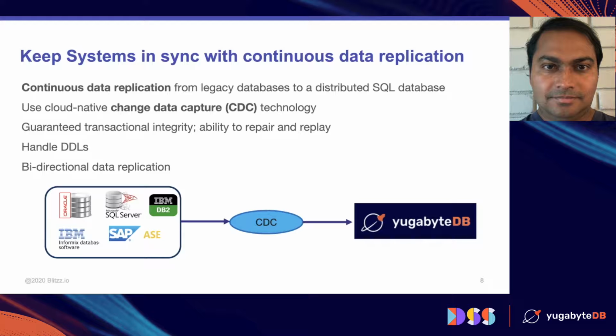And of course, being an enterprise solution, there should be an ability to repair and replay transactions. Things go wrong during replication, so you should be able to repair and replay. Most importantly, you should be able to handle DDLs to the best possible extent. DDLs are complex to handle. However, any good data replication solution should be able to handle DDLs. Some form of bidirectional replication should also be provisioned, because people may want to move some data back to the legacy system for a brief moment of time while the migration is going on.